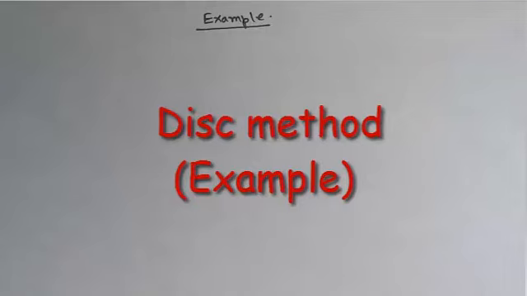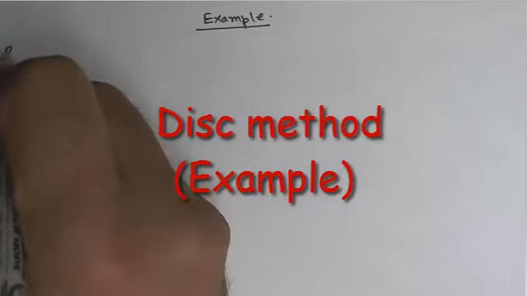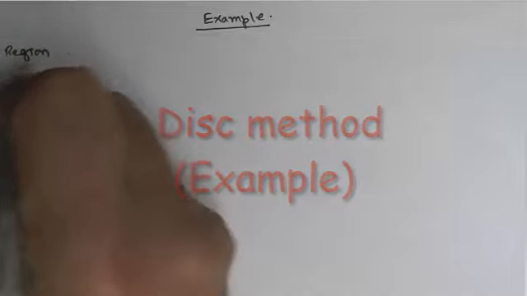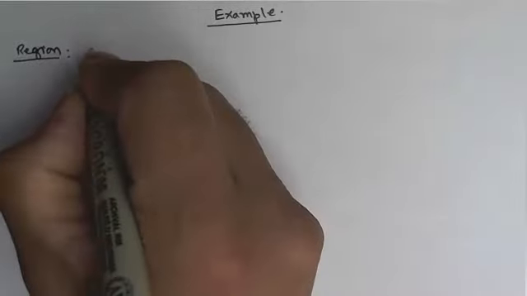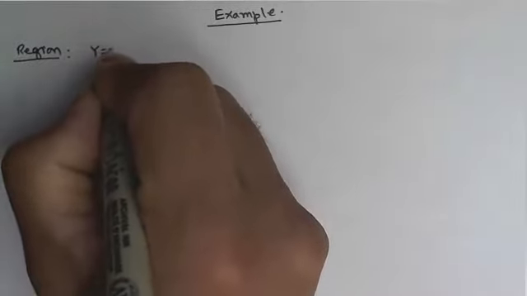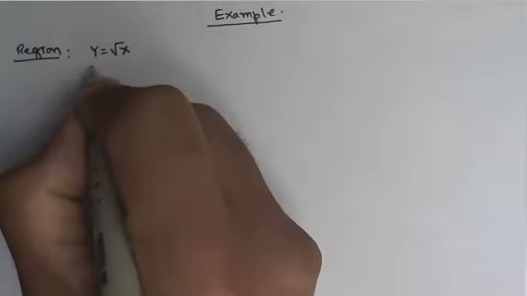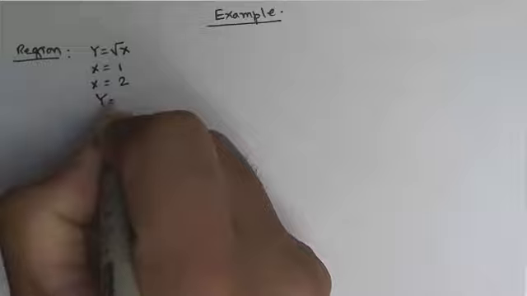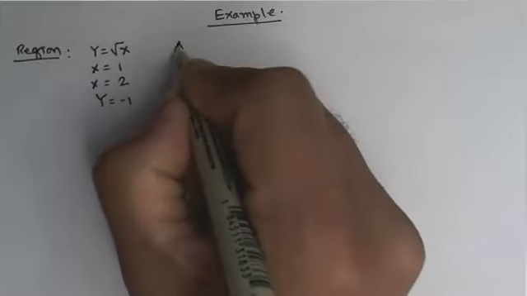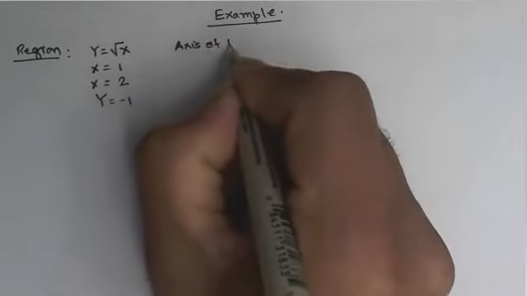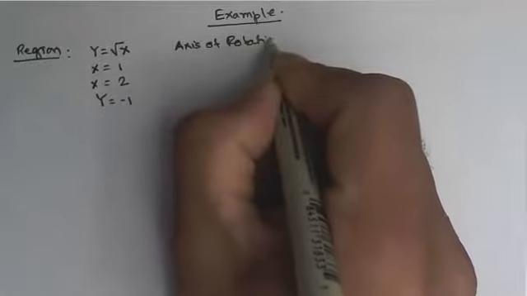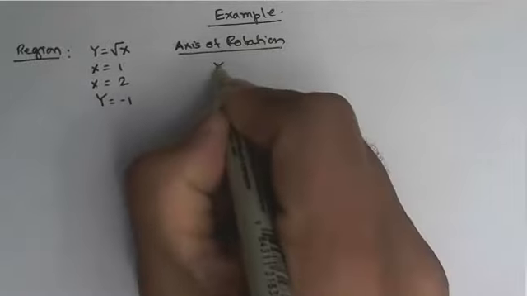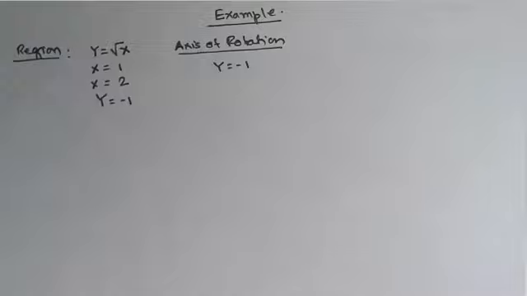Okay, I'm going to do another example. The region we have to rotate is defined by the following curves: the curve y equal to square root of x, x equal to 1, x equal to 2, y equal to minus 1. The axis of rotation is y equal to minus 1.